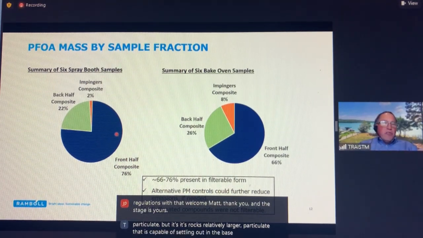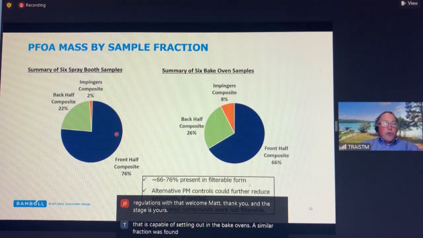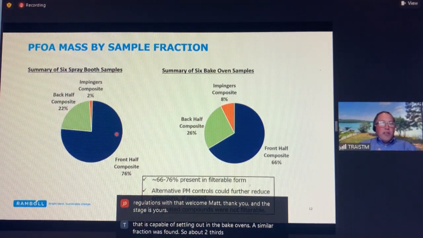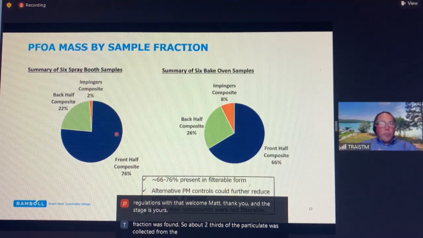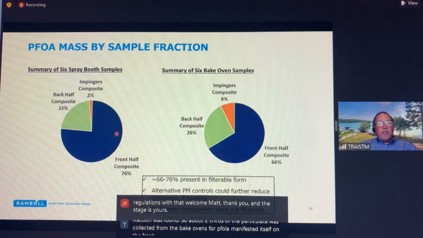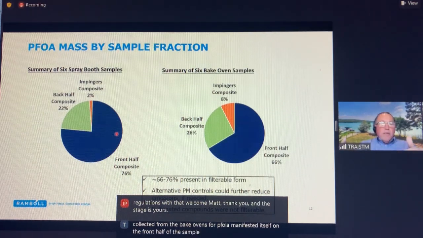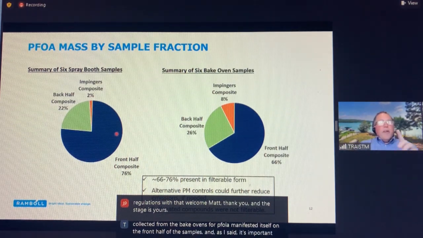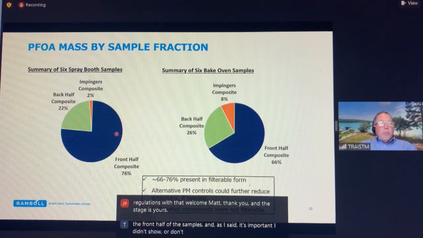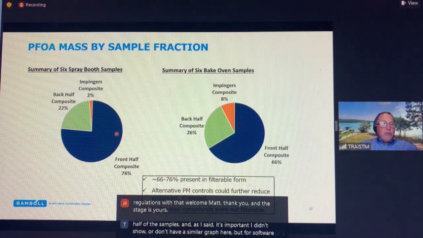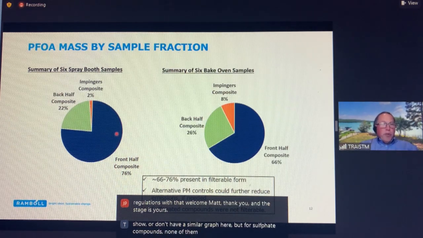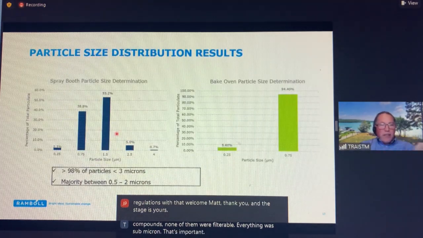In the bake ovens, a similar fraction was found. So about 2/3 of the PFOA collected from the bake ovens manifested itself on the front half of the samples. And as I said, it's important. I don't have a similar graph here, but for sulfonated compounds, none of them were filterable. Everything was submicron. That's an important thing to recognize.